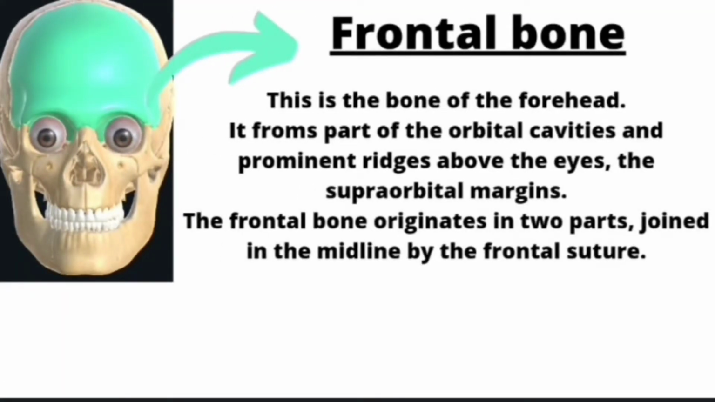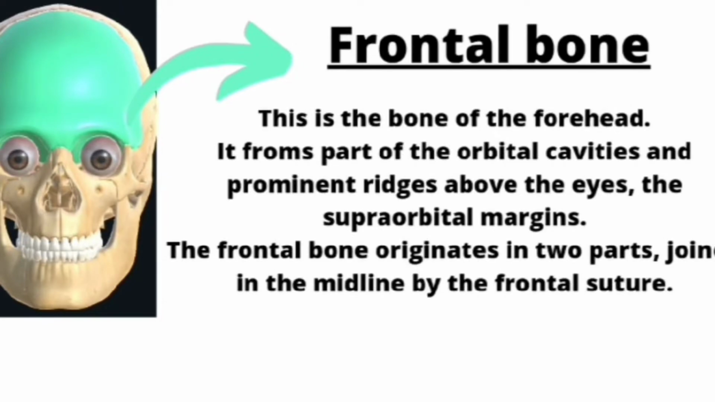Frontal bone. This is the bone of the forehead. It forms part of the orbital cavities and the prominent ridges above the eyes, the supraorbital margins. Just above the supraorbital margins, within the bone, are two air-filled cavities or sinuses lined with ciliated mucous membrane, which open into the nasal cavity. The coronal suture joins the frontal and the parietal bones, and other sutures are formed with the sphenoid, zygomatic, lacrimal, nasal, and ethmoid bones. The frontal bone originates in two parts, joined in the midline by the frontal suture. This is about the frontal bone.